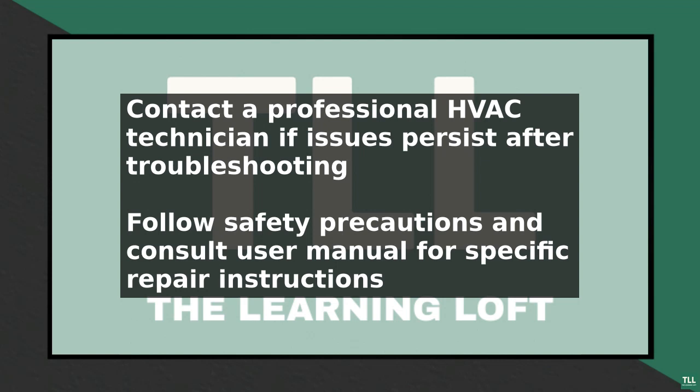conditioner working properly again. Remember to always follow safety precautions when working with electrical appliances, and consult your user manual or manufacturer's website for specific instructions on troubleshooting and repairing your GE air conditioner. By following these steps, you should be able to fix the GE air conditioner EH06 error code 2025 and get your air conditioner working efficiently again.